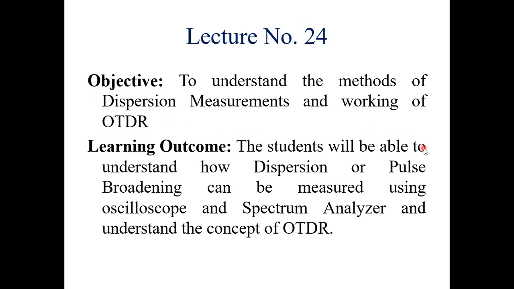The learning outcome of today's lecture is that you will understand how dispersion or pulse broadening can be measured by using two methods. Either you can use an oscilloscope, or a spectrum analyzer. When I say oscilloscope, remember your normal lab oscilloscope will not work because the fiber frequency is much higher. So we should have an oscilloscope which is able to measure very high frequency, or in place of an oscilloscope, I can go with a spectrum analyzer. And once I finish this, if time permits, we will understand the concept of OTDR.